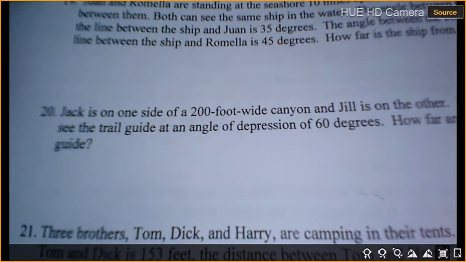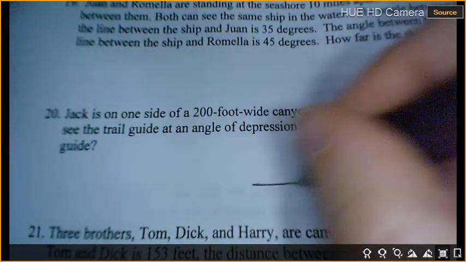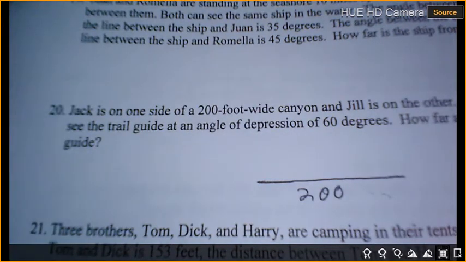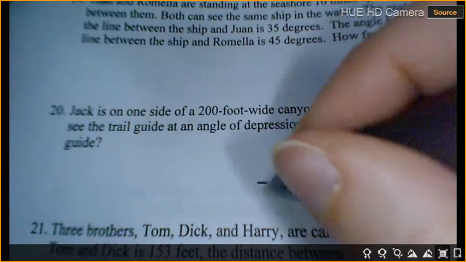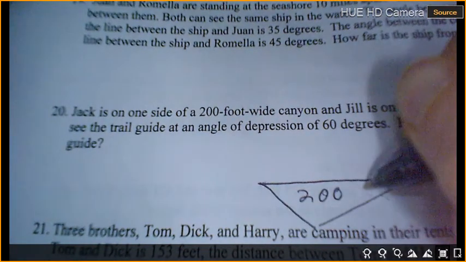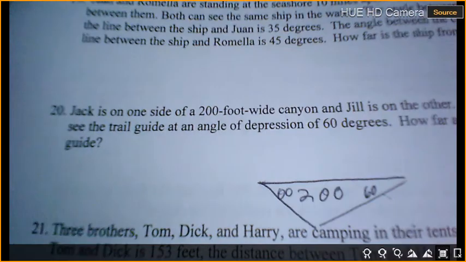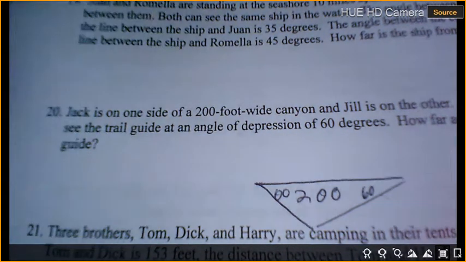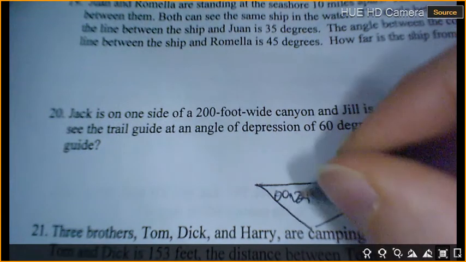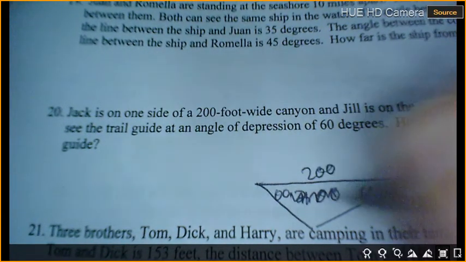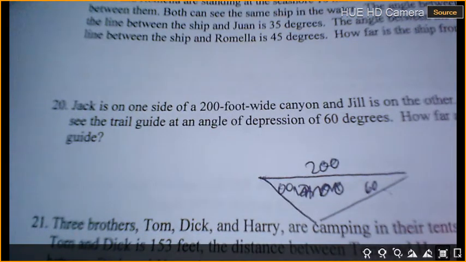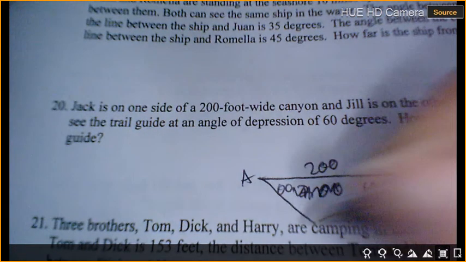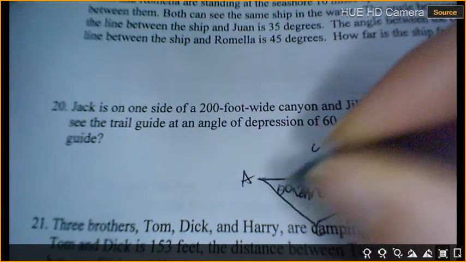All right. So, we have 200 feet. We know that. Jack and Jill can both see the trail guide at an angle of depression, so they're looking down, at an angle of depression of 60 degrees. How far are they from the trail? So we want to find both of these. So this is 200 right here. Both of those angles in there are 60. And we're going to find both of these. So I'm going to label this A, B, C. This is little c, but we're going to find little a and little b.